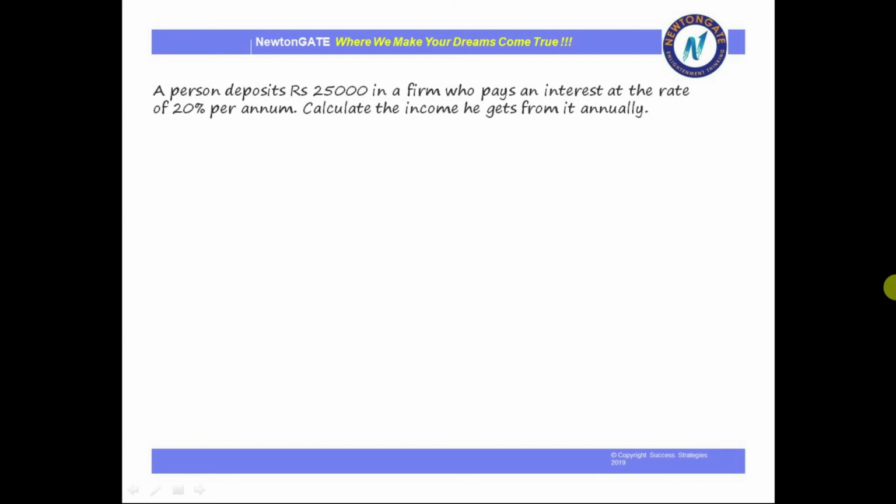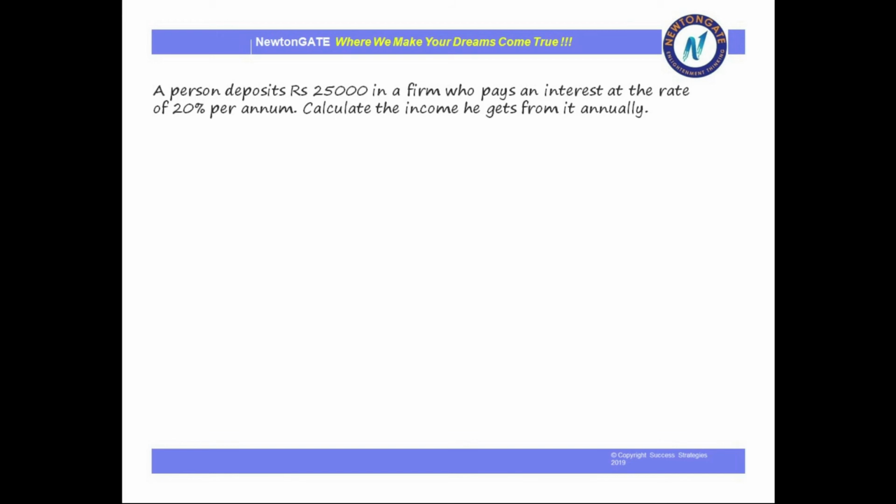So, here the person was depositing 25,000. This is the original sum that was given, so write down P is equal to 25,000. Next, the rate of interest is 20%, so R will be 20%. And finally, annually means 1 year, so the time is 1 year. That means P is equal to 25,000, R is equal to 20% and T is 1 year.